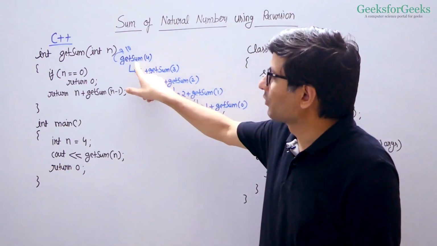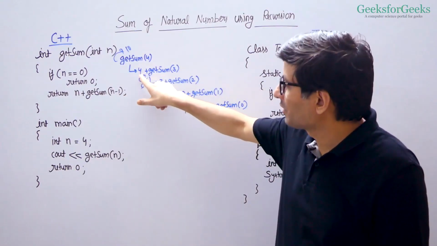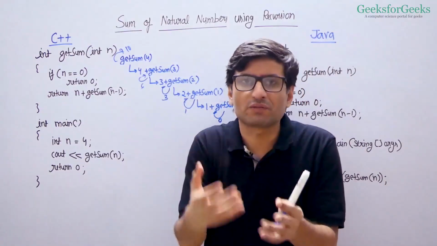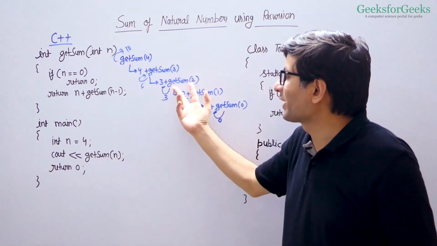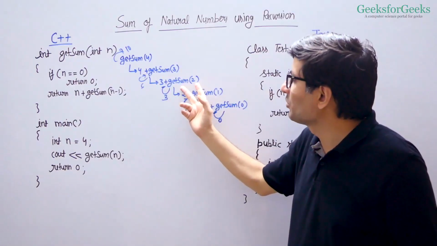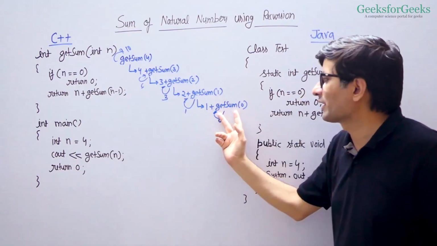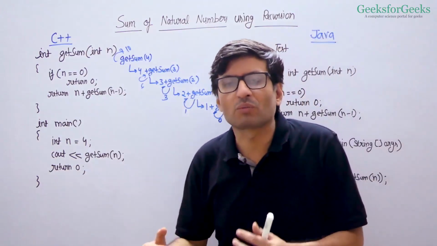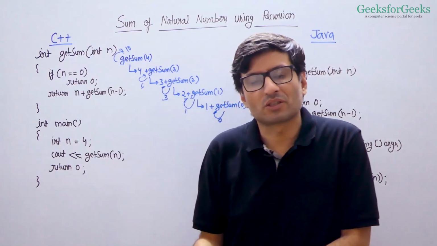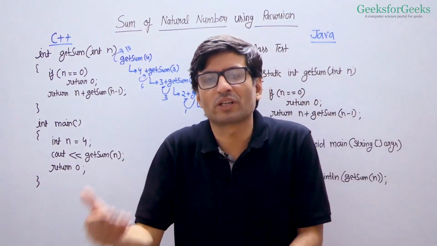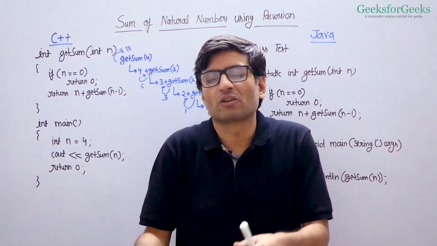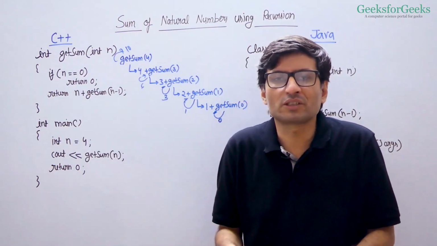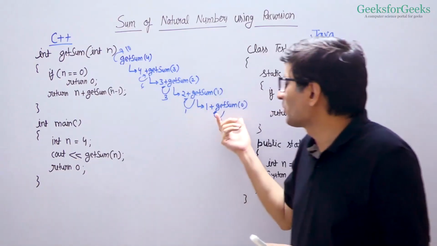We call get sum 4. Get sum 4 is going to call 4 plus get sum 3, right? Whatever get sum 3 returns, it's going to add 4 to it. Get sum 3 is going to call get sum 2 and add 3 to it. Get sum 2 is going to call get sum 1 and get sum 1 is going to call get sum 0. When get sum 0 is called, we cannot break this problem further into smaller problems because there can be 0 natural numbers, 1 natural number or 2 natural numbers, right? Not less than 0. So what happens when you have input as 0 natural numbers, your output is 0. And this becomes our base case.